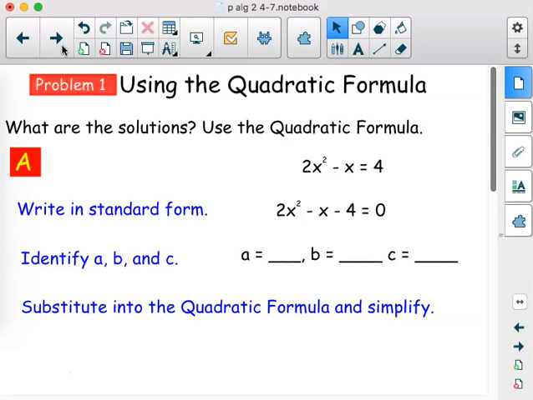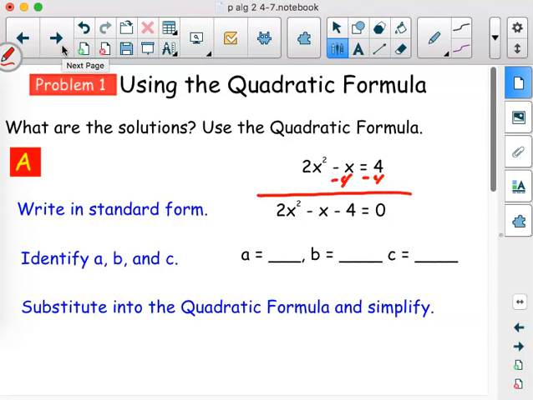So how do you do it? Well, what are the solutions? Use the quadratic formula. When we factored, we wanted a zero on one side first so we could see what was going on. When we did completing the square, we wanted a zero on one side so we could see what's going on. With the quadratic formula, we have to have a zero on one side. So if it's 2x squared minus x equals 4, the first thing we do is subtract 4 from both sides and get 2x squared minus x minus 4. The next thing we do is identify. Here's A, here's B, and here's C.